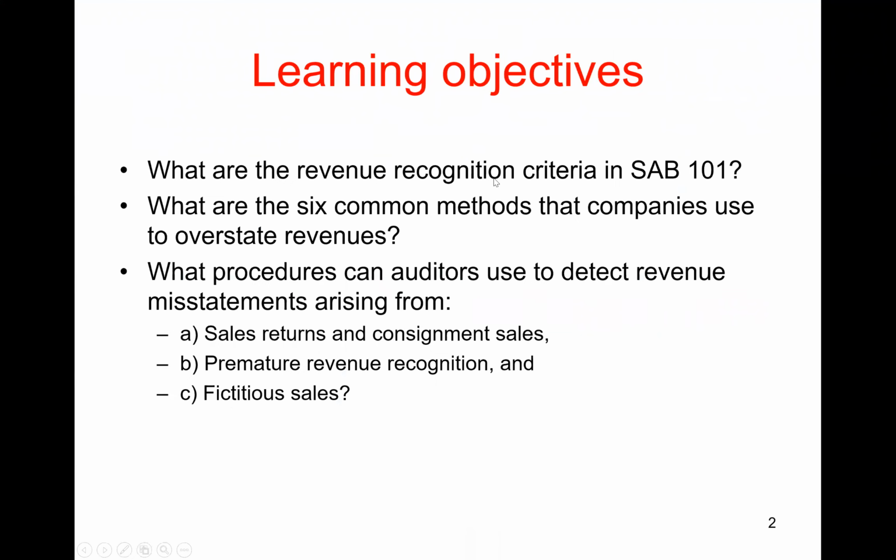Okay, so these are the learning objectives. First of all, I'm going to talk about the revenue recognition criteria in Staff Accounting Bulletin 101. Then I'll list the 6 common methods that companies use to overstate revenues. And then next, we'll talk about 3 of the methods that companies use, and the other 3 we'll talk about in the next seminar. So we'll go over sales returns and consignment sales, premature revenue recognition, and fictitious sales.